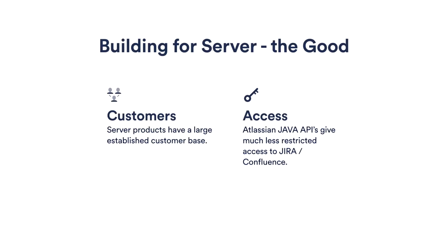So why would you build for server rather than cloud? Atlassian server products have a large established customer base. This provides a huge potential market for your plugin when you launch it on Atlassian's marketplace. There were nearly 30,000 active server and data center licenses in February this year, and that doesn't even include the $10 starter licenses. In addition, the Java APIs make it possible to have nearly unrestricted access to JIRA and Confluence, giving you much more freedom than you would have in Connect.